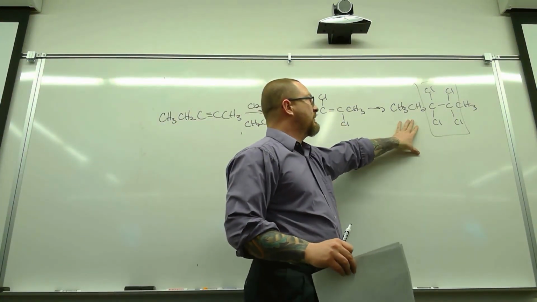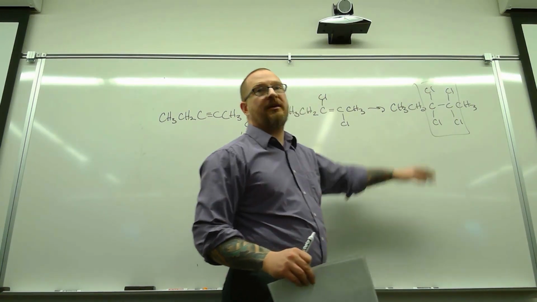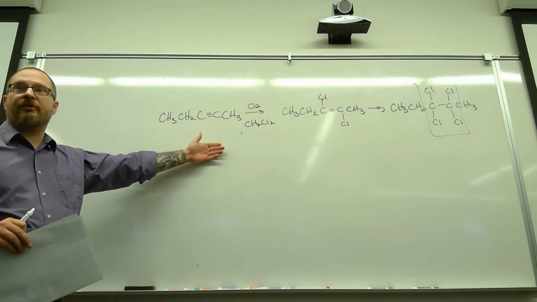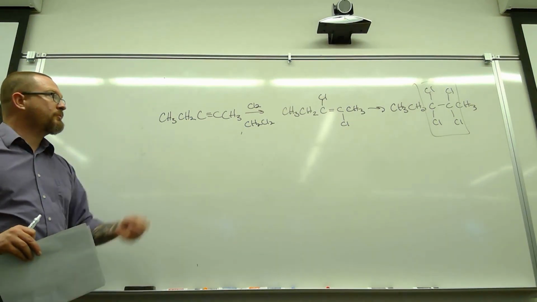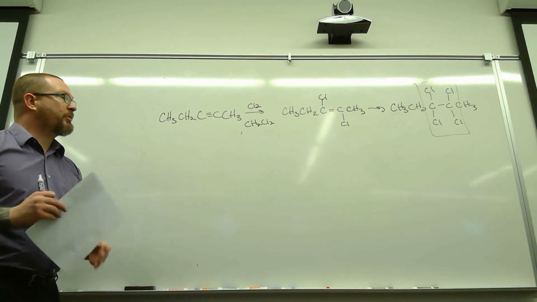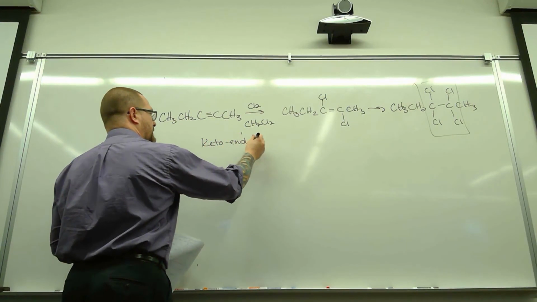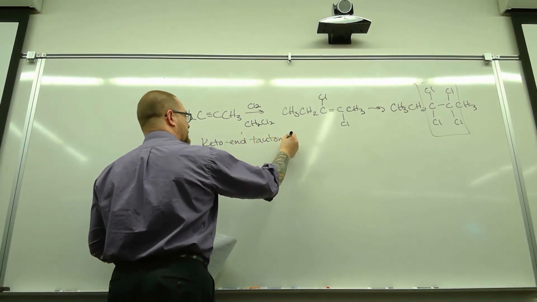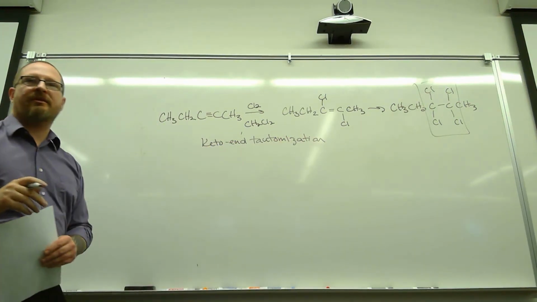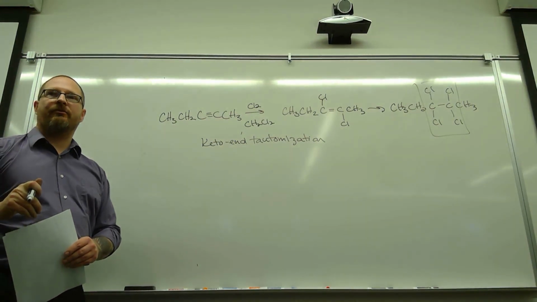And we're going to get 4 chlorines added across the 2 carbons now, instead of the 2. So this one's actually pretty intuitive. This is a good place to leave off. We're going to pick up with keto-enol tautomerization from addition of water across an alkyne next class. So see you guys Wednesday.